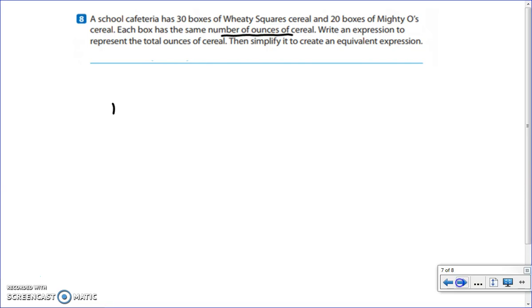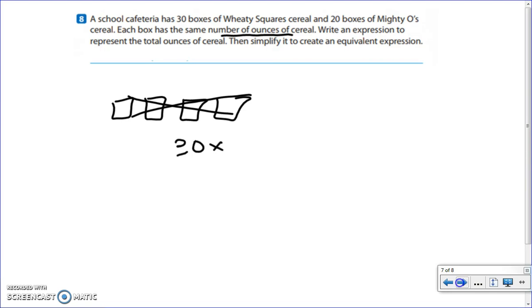So I could draw 30 boxes, and it'd take me forever. But really, I know that if I have 30 boxes altogether, I would have 30x, and that would represent the number of ounces of Wheaties Square cereal. x represents the number of unknown ounces. We know they're the same number of ounces, but we don't know how many ounces are in each one. Plus 20x for the Mighty O's. There are 20 boxes of that with the same number of ounces in each box, but we don't know how many ounces that is. So I see 30x's and 20x's. I immediately know, oh, that's 50x's.